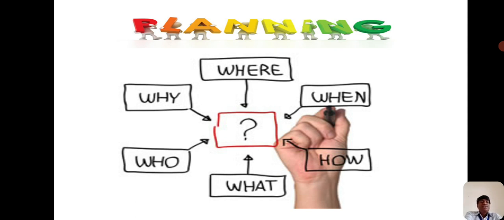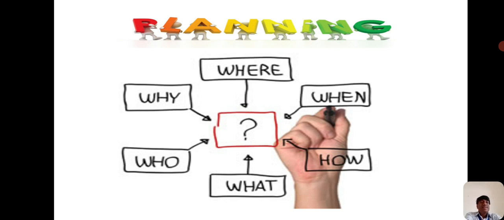Now, we shall start with the first basic management function, planning. What do you mean by planning? Planning is a beautiful management function, the first and foremost management function. It is the answer-finding process for a series of questions like what to do, when to do, why to do, whom to do, how to do.